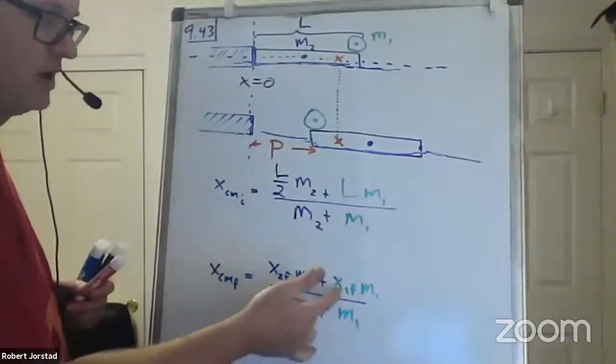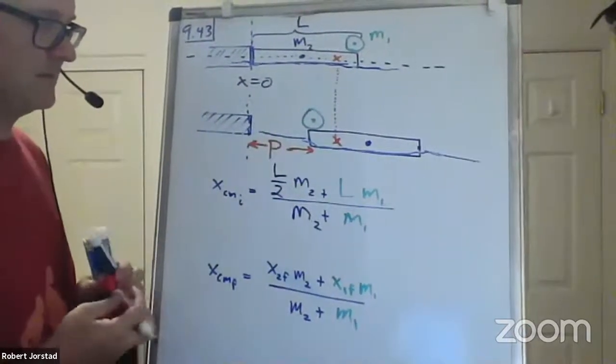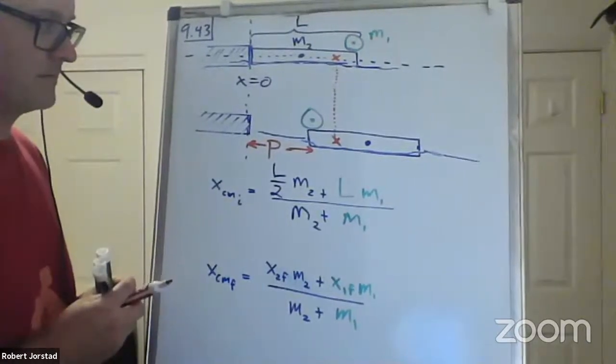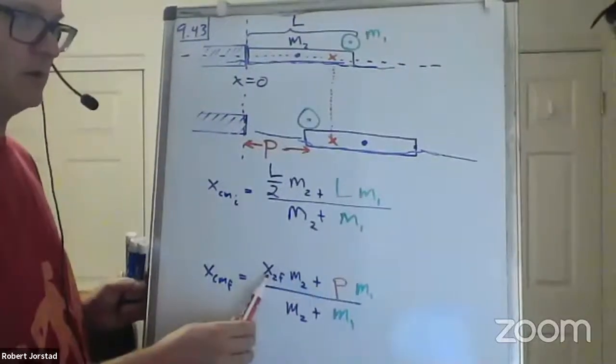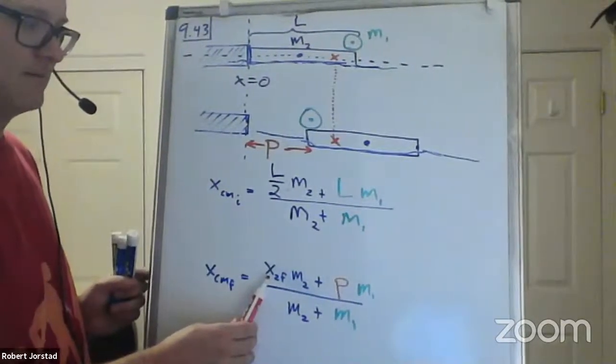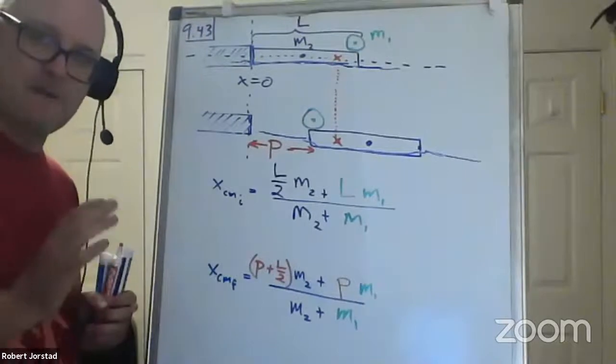Do we know X2 or X1 in terms of this new parameter we've created, pony? What is X1? Pony, right? What is X2? Pony plus L? Pony plus, it's to the center of M2, so L over two. Yes, nice. Pony plus L over 2, right?